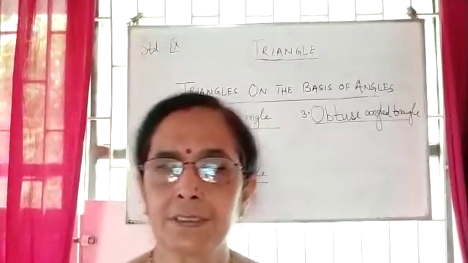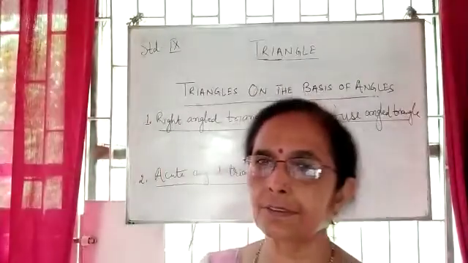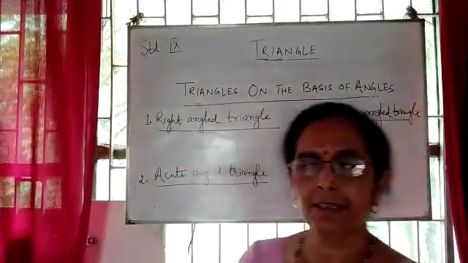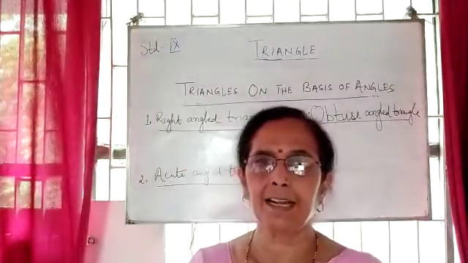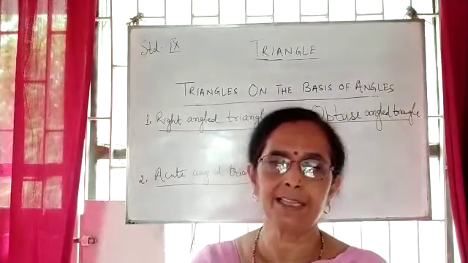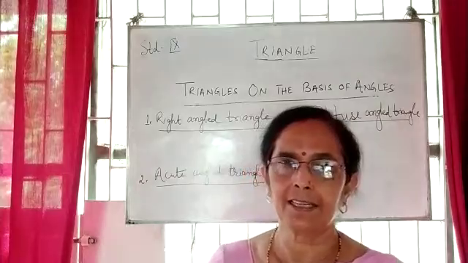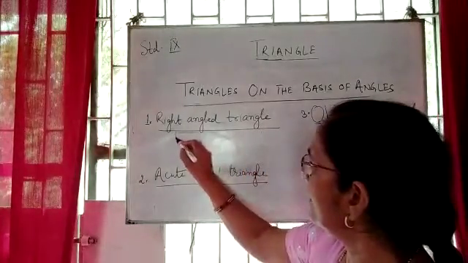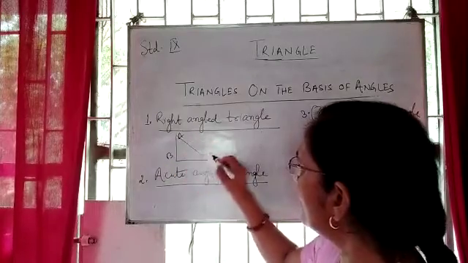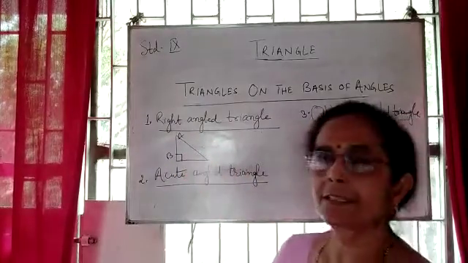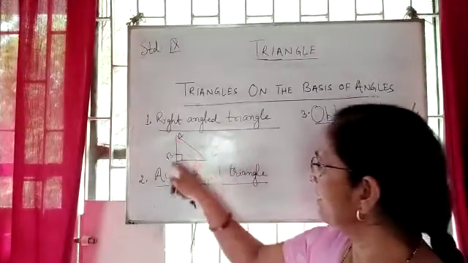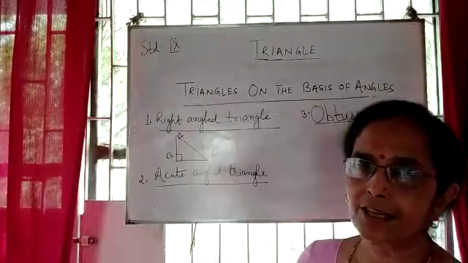And now, triangles on the basis of measure of angles. Right angle triangle, as the name is very clear, right angle means 90 degrees. If a triangle has one 90 degree angle, then it is a right angle triangle. Now see here, it is a triangle ABC. Here angle B is 90 degrees. So this triangle ABC is a right angled triangle.